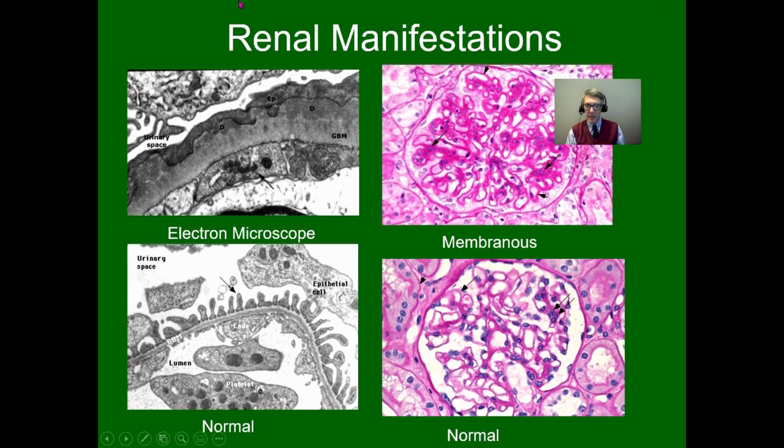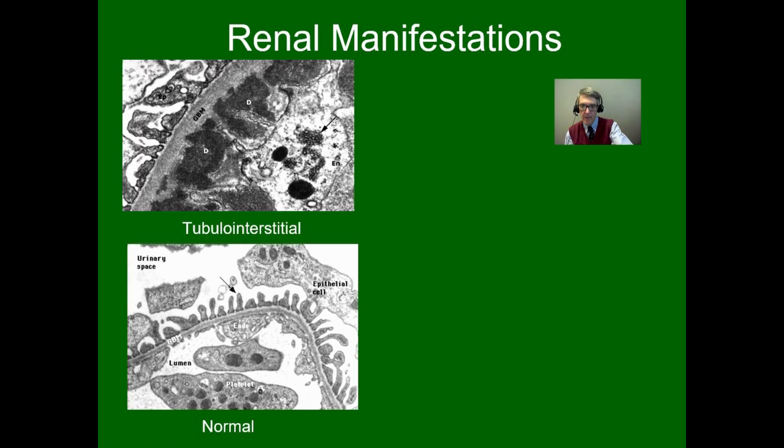This is membranous, and again showing this is an electron microscopy of membranous glomerulonephritis, again showing a thickening of the glomerular basement membrane, GBM, again decreasing kidney function. And then another type of involvement that can occur is what we call tubulointerstitial, and this is more in the collecting part of the kidney. This can occur perhaps in up to 75% of patients.